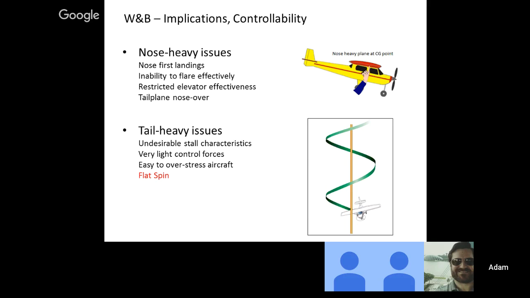What's more is if you have stalled your aircraft and your wings stop generating lift, because it's so tail heavy, it will be very hard to regain direct wind flow over the wings. You could enter what's called a flat spin. Now, have you guys ever been to an air show and seen an aerobatic aircraft go into a flat spin?